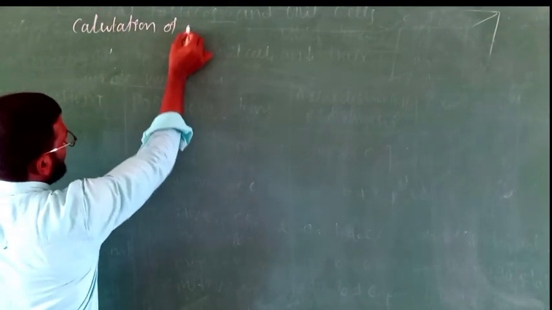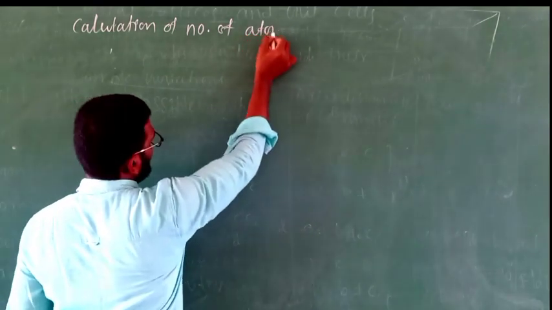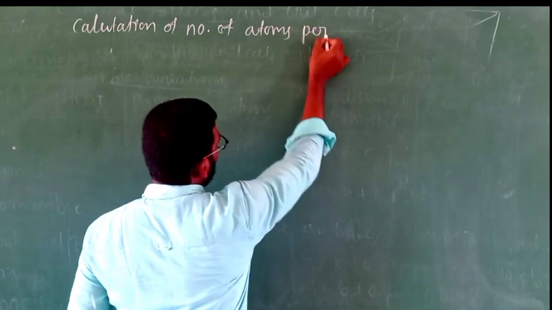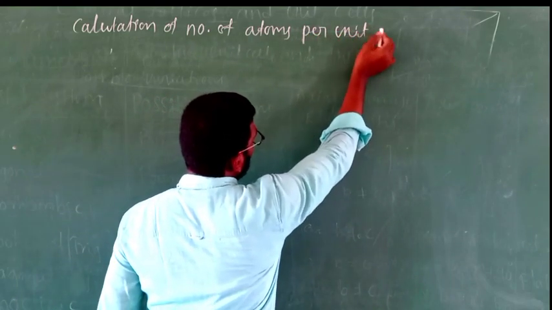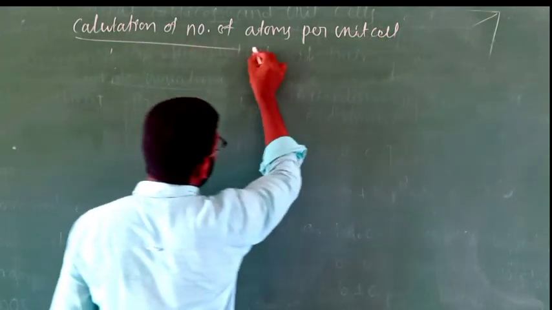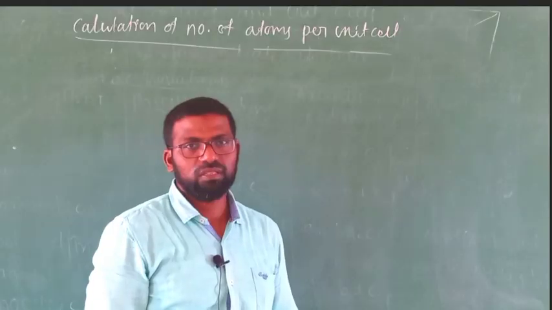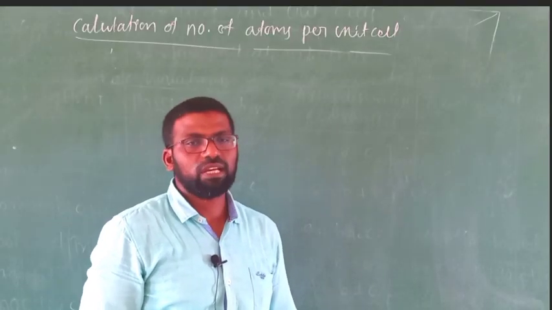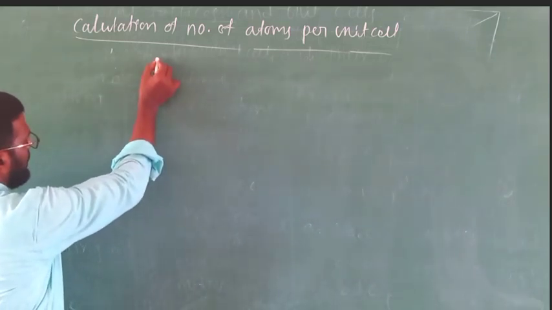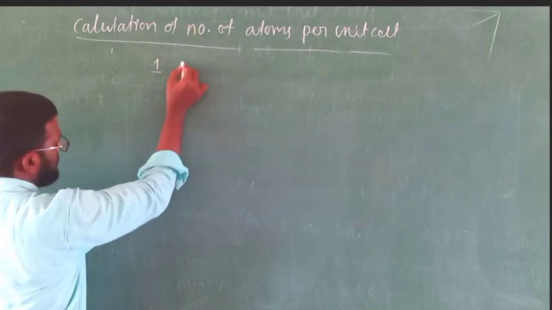Calculation of number of atoms per unit cell. How many atoms will be present in one unit cell? In the previous lecture we discussed three types of unit cells. They are simple cubic, the primitive unit cells, are simple cubic.